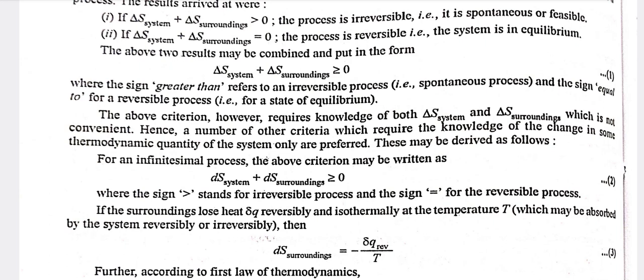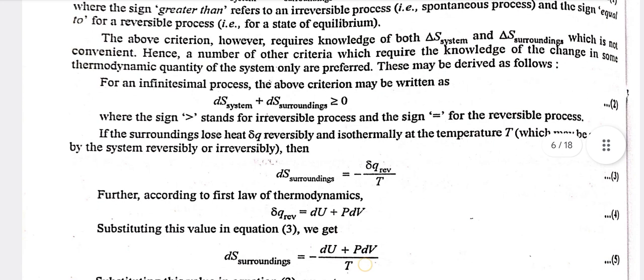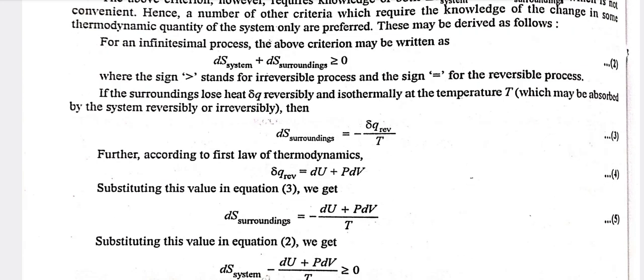The above criterion, however, requires knowledge of both ΔS system and ΔS surroundings, which is not convenient. Hence, a number of other criteria which require knowledge of the change in some thermodynamic quantity of the system only are preferred. These may be derived as follows. For an infinitesimal process, the above criterion may be written as dS system plus dS surroundings greater than or equal to 0, where the sign greater than stands for an irreversible process and the sign equal for a reversible process.